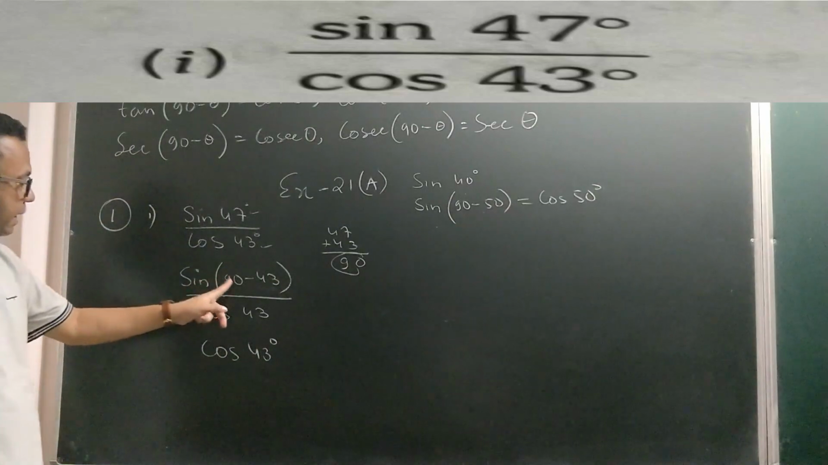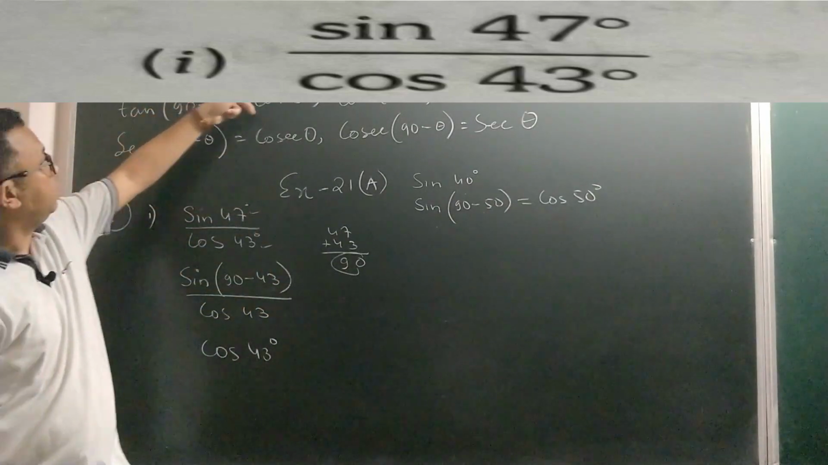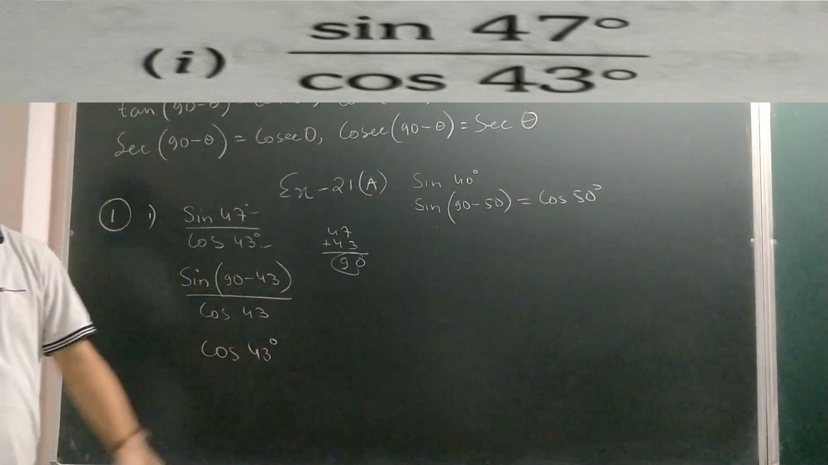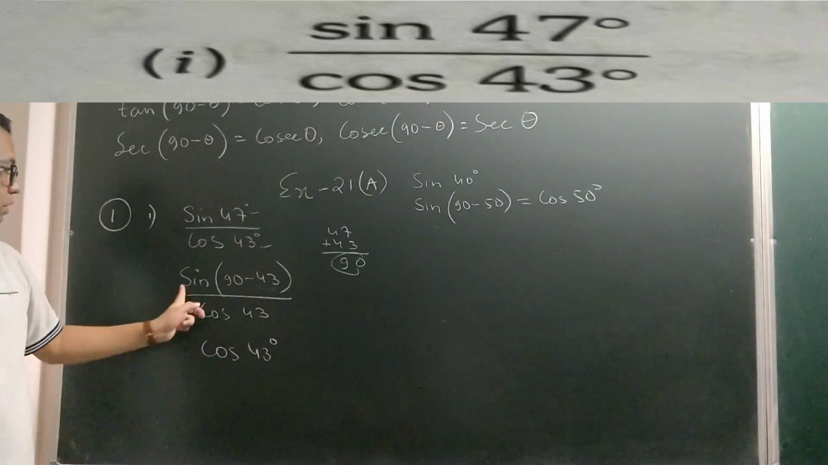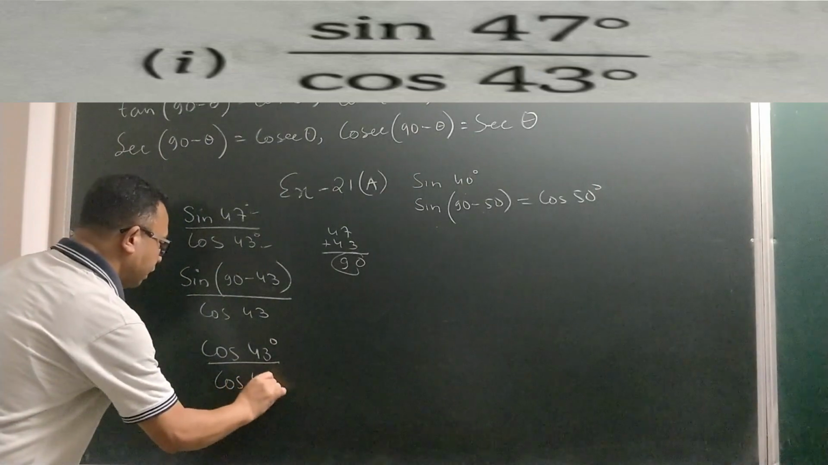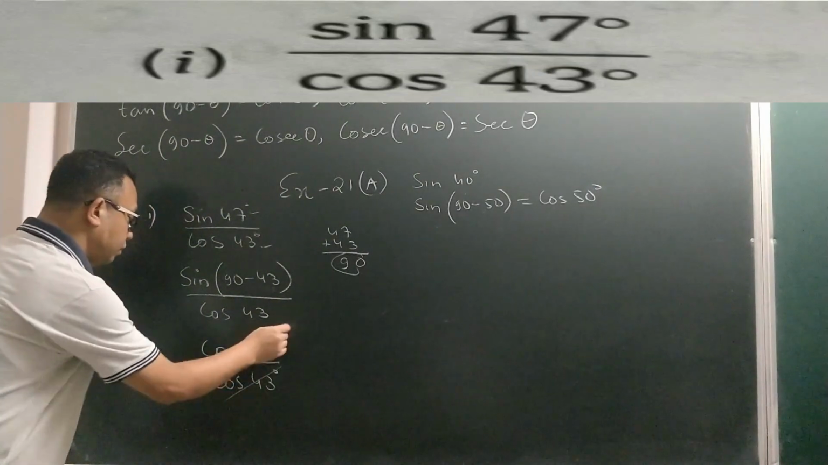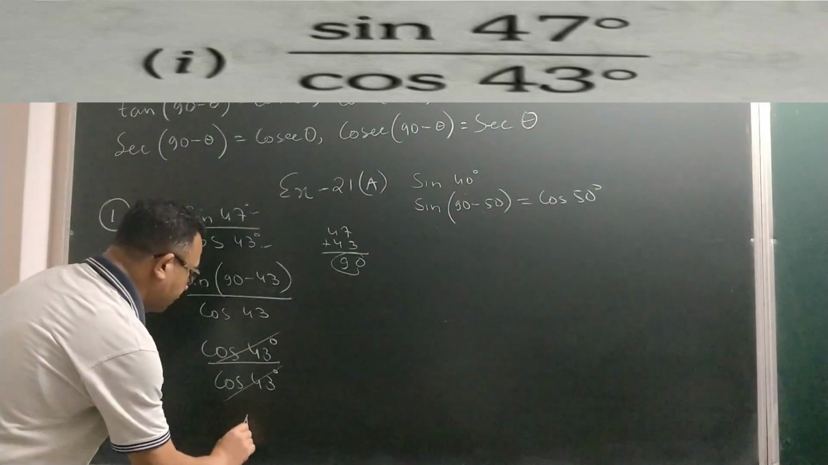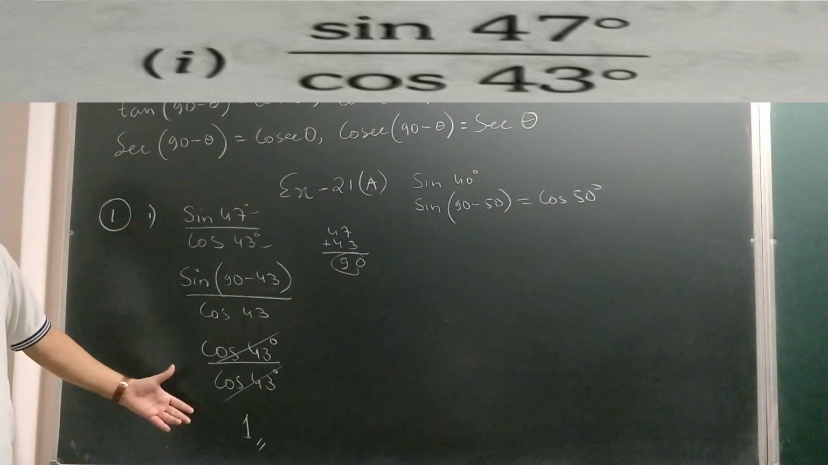Again I am repeating, sine 90 minus theta, where 43 is our theta, can be written as cos theta. Since our theta is 43, I wrote cos 43. So sine 90 minus 43 can be written as cos 43. That is the numerator. The denominator also has cos 43. Now the numerator and denominator are the same, so you cancel them, and your answer is 1. See how simple it is.